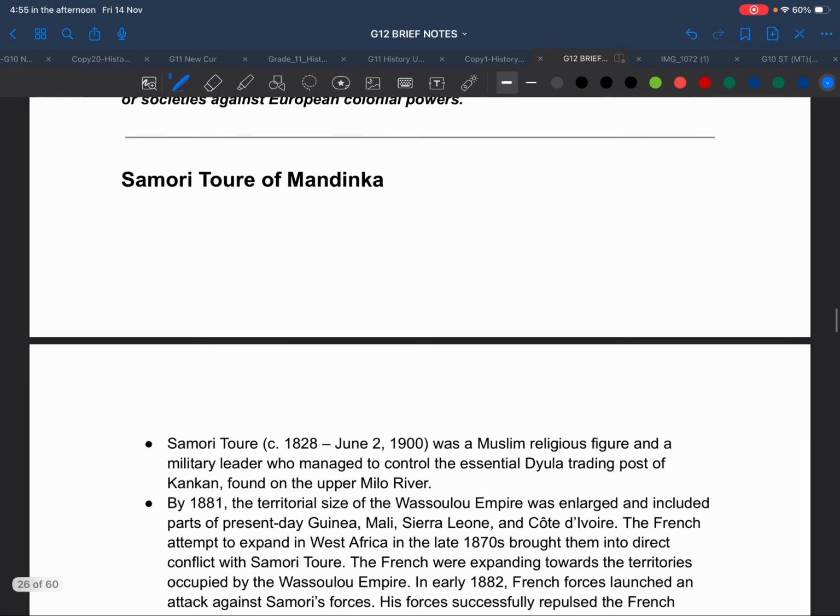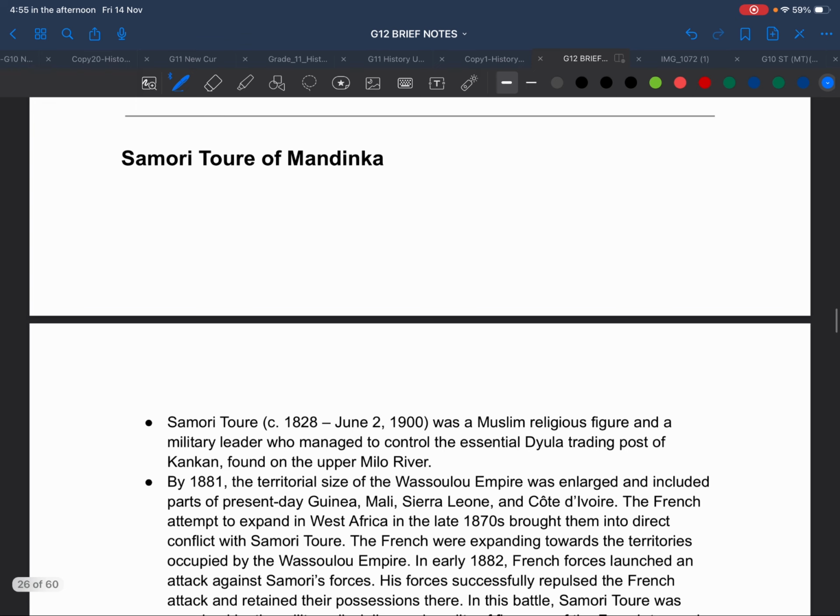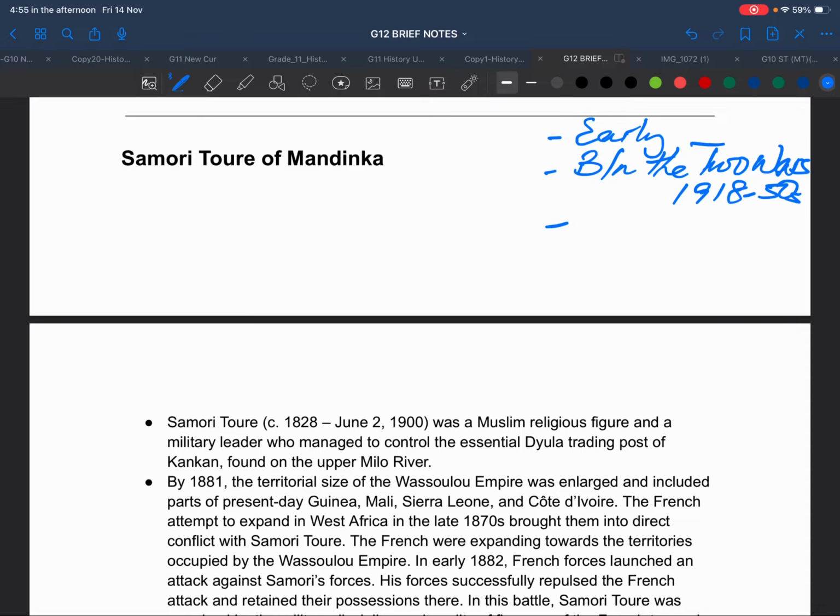Okay, we can divide the African resistance to colonial rule as early African resistance, then the resistance between the two world wars, the second phase, like from 1918 to the 1950s, and the third one, the resistance for independence, especially after the Second World War.